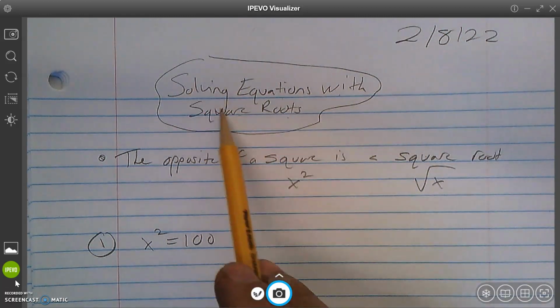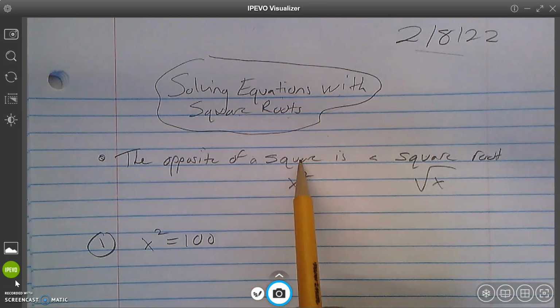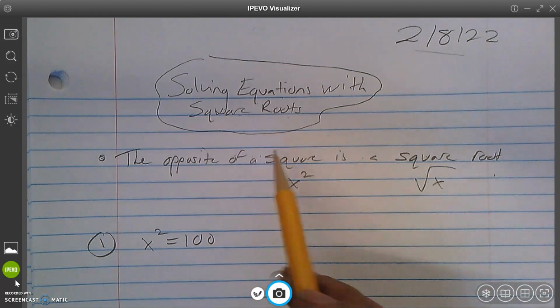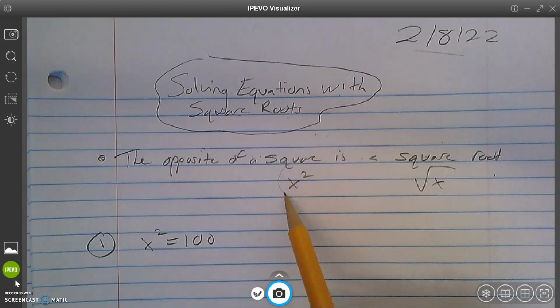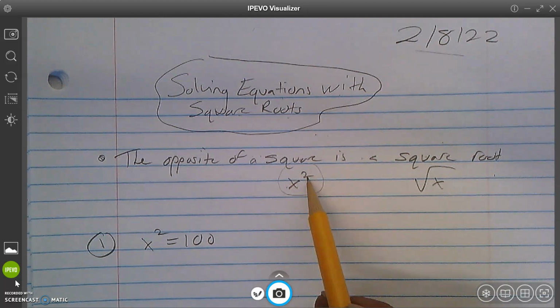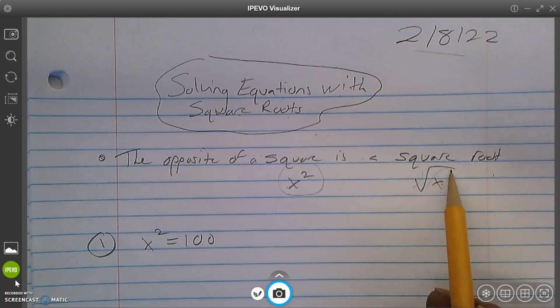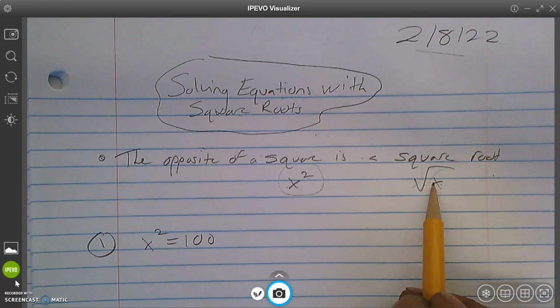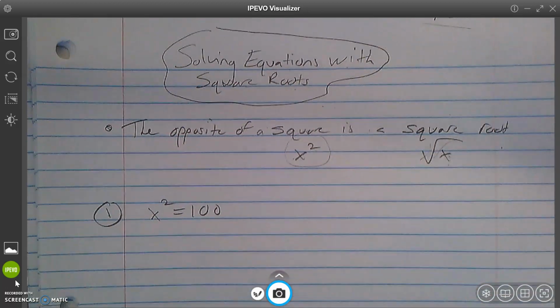We're going to solve equations with square roots. Put the title down and this. The opposite of a square is a square root, just like the opposite of addition is subtraction and the opposite of multiplication is division. So this symbol asks, what number times itself is this number? Squaring is just taking a number and multiplying it by itself. They're opposites.